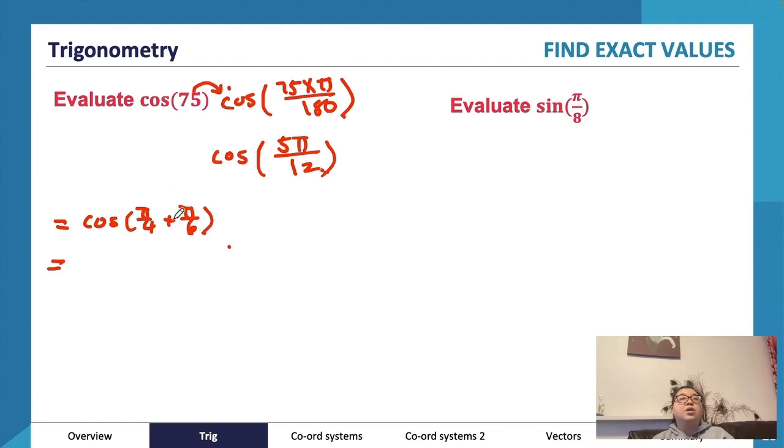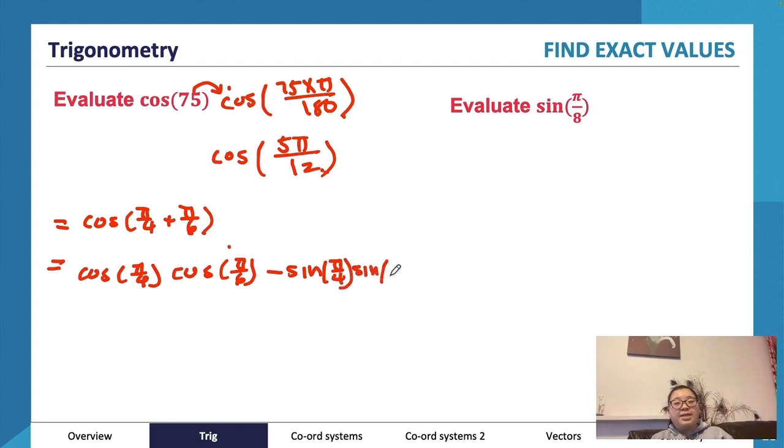So with the cos, what we'll have here is just cos pi on 4, cos pi on 6, minus sine pi on 4, sine pi on 6. So if we think back to, or we can do our table method here maybe. Let's do a really mini table.